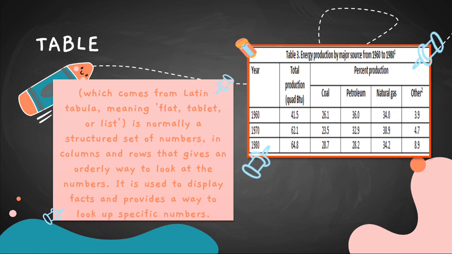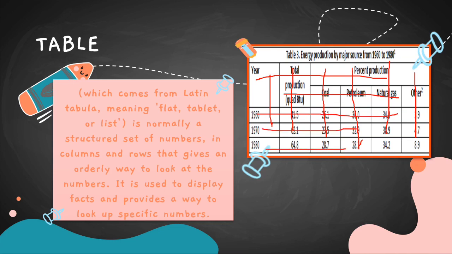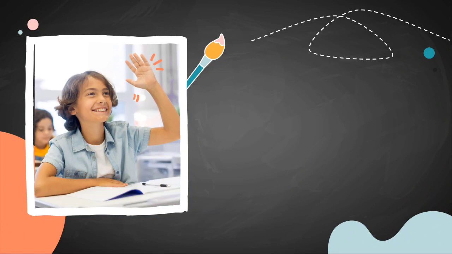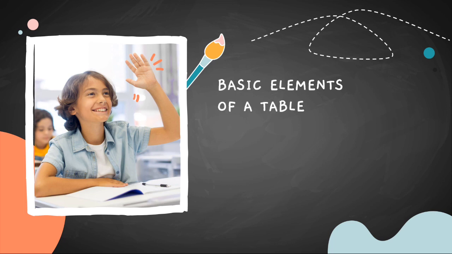As you can see with the example, a table is a structured set of numbers with columns. These are the columns and rows that give an orderly way to look at the numbers. Again, it is used to display facts and provides a way to look up specific numbers. For us to understand the visual-verbal relationships illustrated on the table, let us know the basic elements of a table.